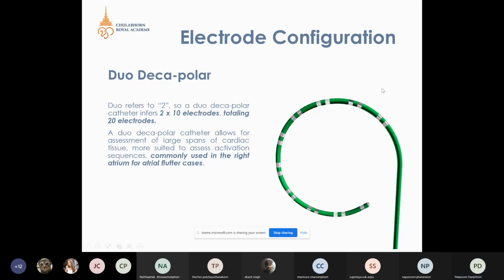So this dual decapolar catheter will help to identify the blockage or the activation sequence inside the heart during atrial flutter ablation or something like that. Okay.